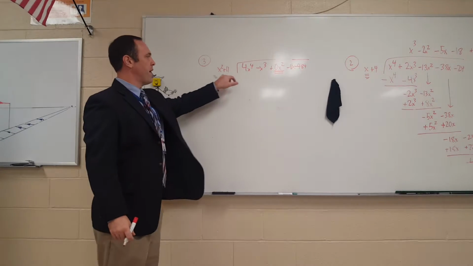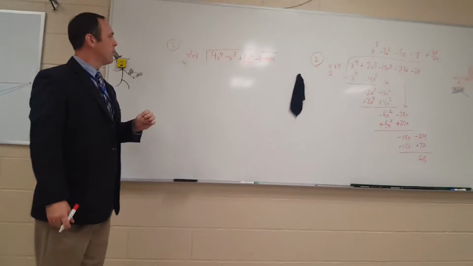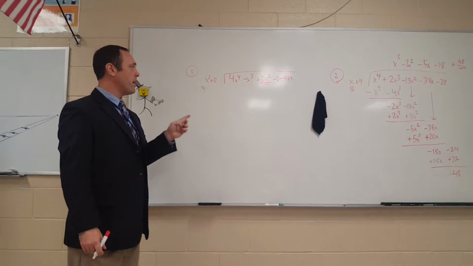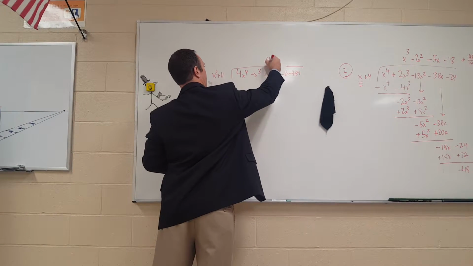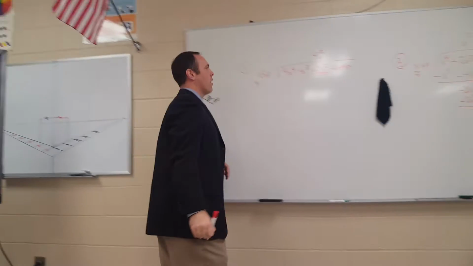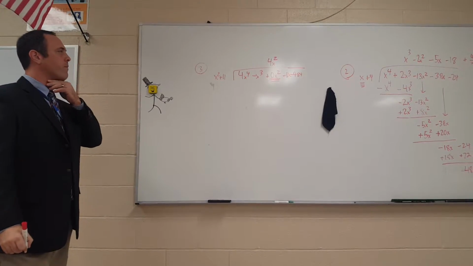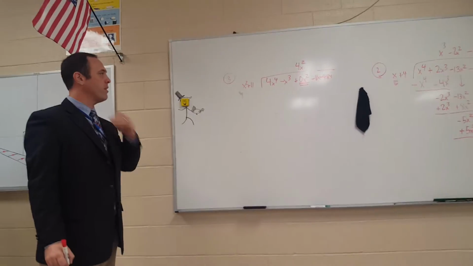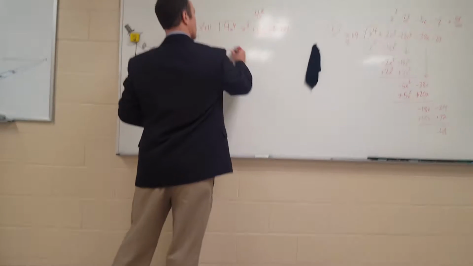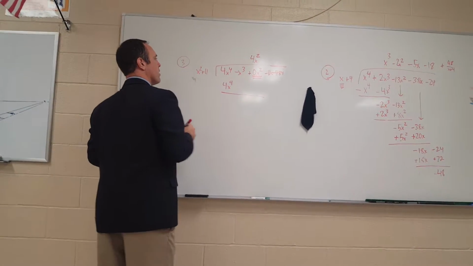4x to the 4th divided by x squared. 4x squared. Now it'll be, oh, yep, I'm sorry. All right, so we get 4x squared. All right, then we distribute it. What do we get there? Mason? You get 4x to the 4th plus 44x squared.